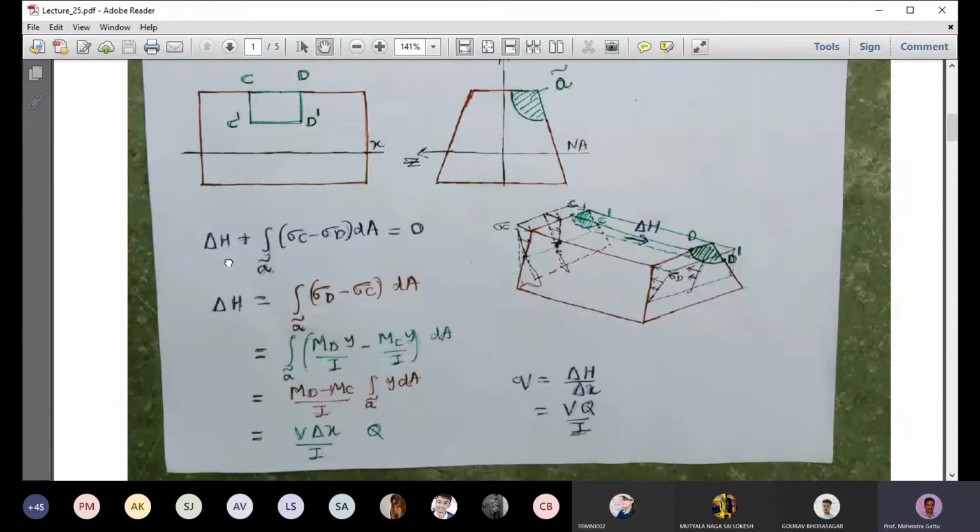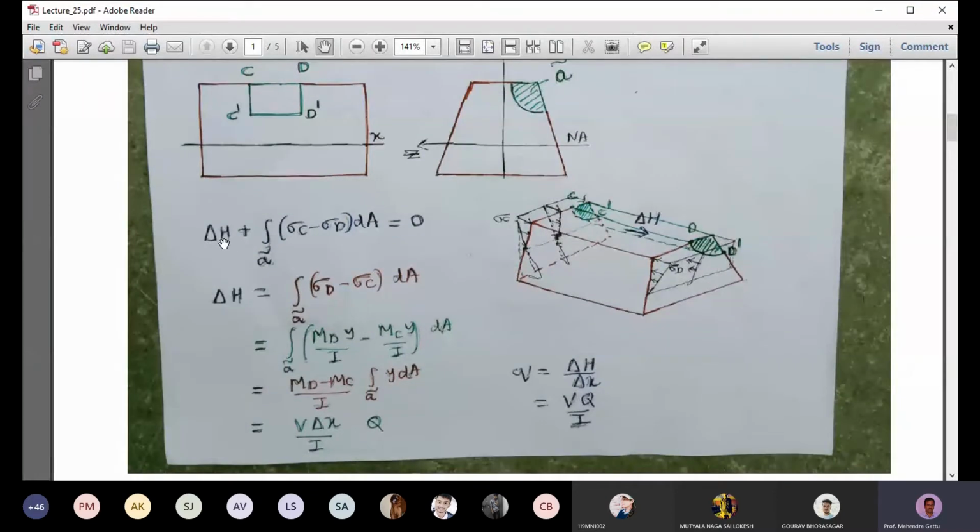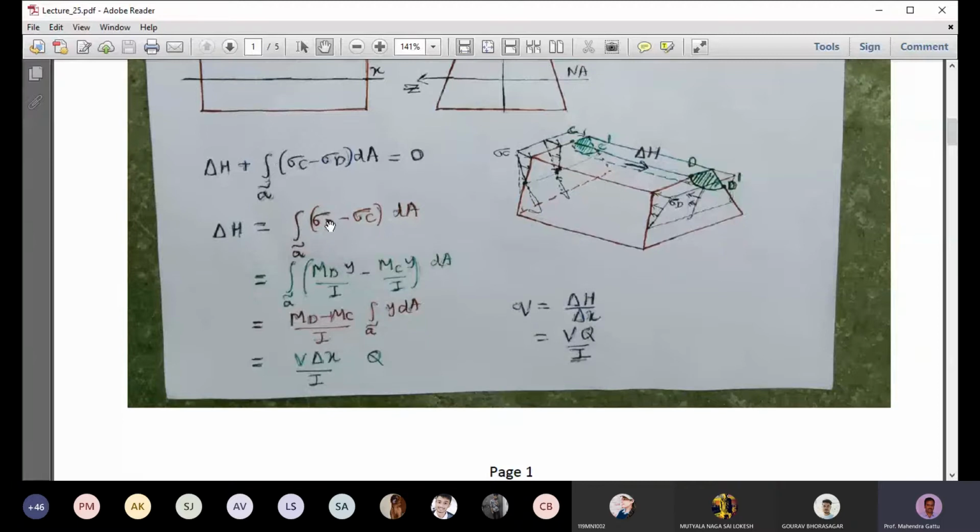So we'll apply our equilibrium equation in the x direction. Sigma Fx is 0. So delta H plus integral over that shaded area, sigma c minus sigma d. Sigma c is in the positive x direction and sigma d is in the negative x direction. So there will be this sigma c minus sigma d dA. So what we can do, we can send sigma c minus sigma d to the right hand side. So we have sigma d minus sigma c dA.